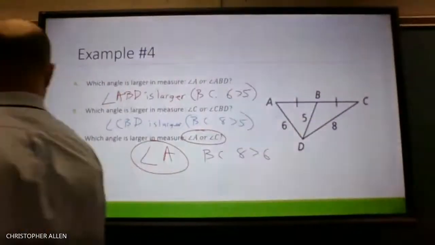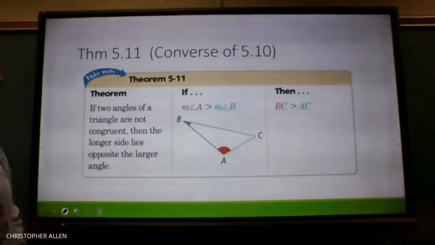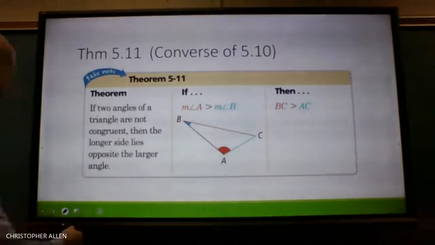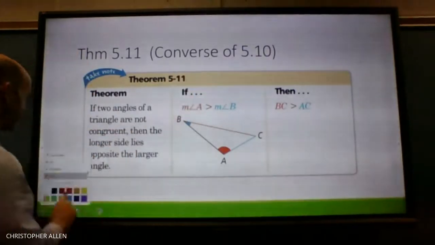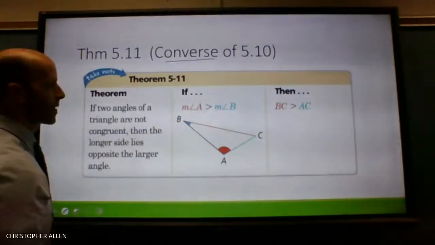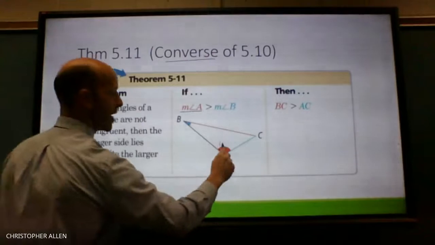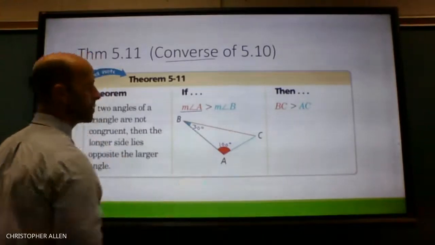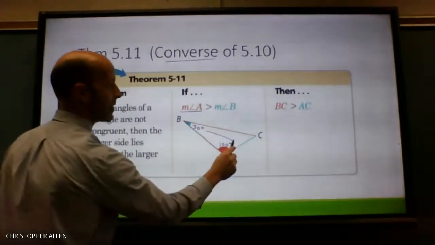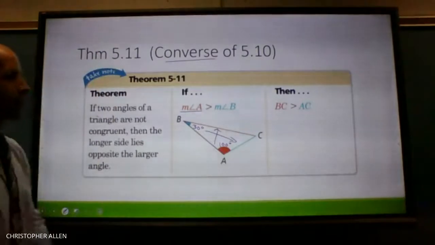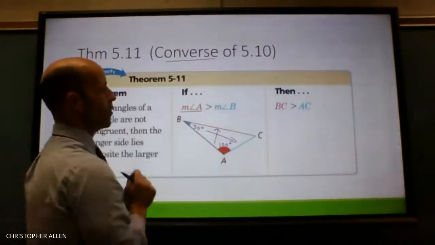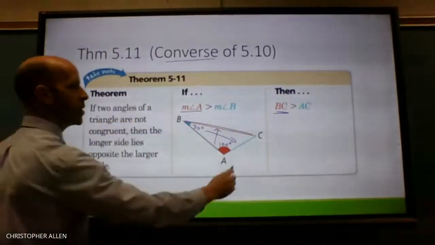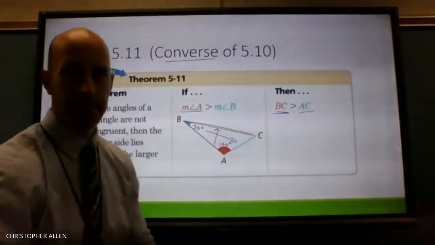All right, let's go ahead and finish this out. Here's the last theorem. I think this is the last theorem that we're going to look at. And this is just the converse of the last theorem. So here's what it says. If angle A is, let's say, 100 degrees, and angle B is, let's just say, 30 degrees, guess what we can conclude about the opposite sides? Well, if this angle is 100 and this angle is 30, then the length of this side here, BC, is going to be greater than this side, AC.